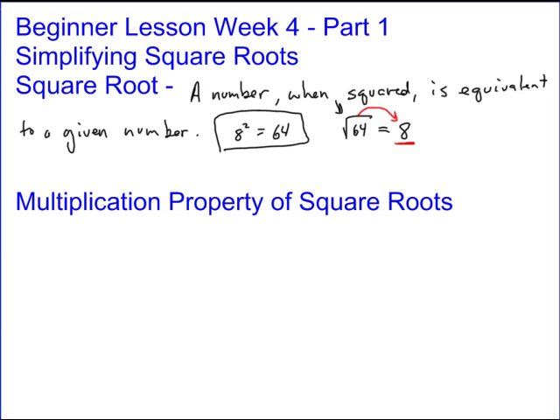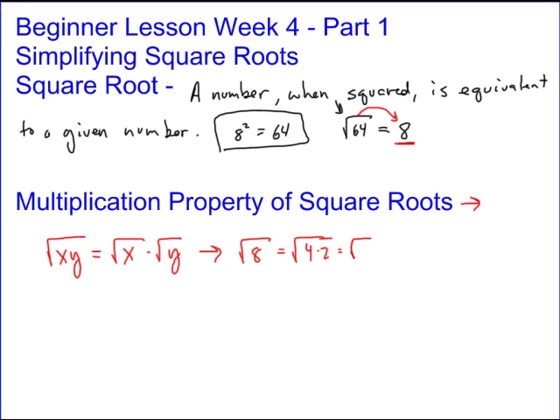Okay, one important property of square roots, the multiplication property of square roots, says if you've got the square root of x times y, that's equal to the square root of x times the square root of y. So it essentially allows you to separate out a square root. A very specific example is the square root of 8. The square root of 8 is equal to the square root of 4 times 2, which equals the square root of 4 times the square root of 2.